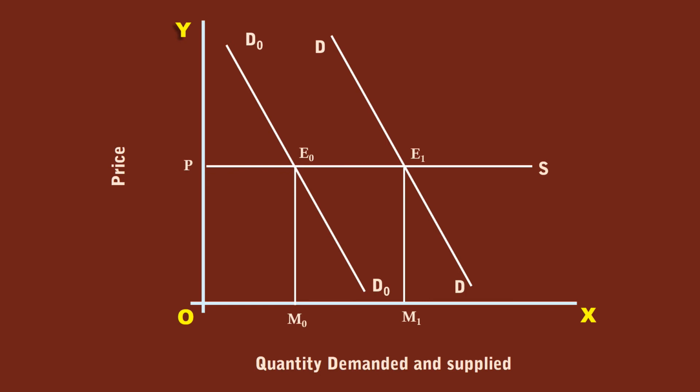Since the supply is perfectly elastic, the sellers decrease their production and adjust supply fully. The net result is quantity decreases from M1 to M0. The price remains at P. It doesn't change. The impact of decrease in demand is fully absorbed by the quantity.